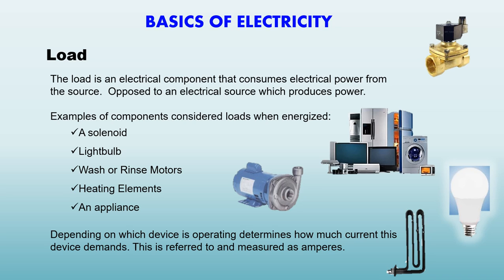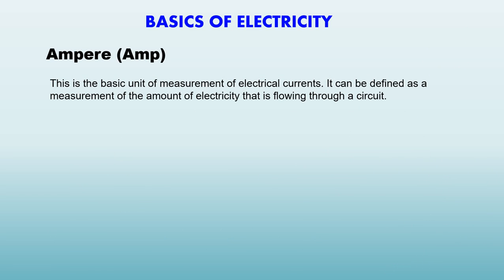Depending on which device is operating determines how much current this device demands. This is referred to and measured in amperes, or amps. Ampere is the basic unit of measurement of electrical current. It can be defined as a measurement of the amount of electricity that is flowing through a circuit.